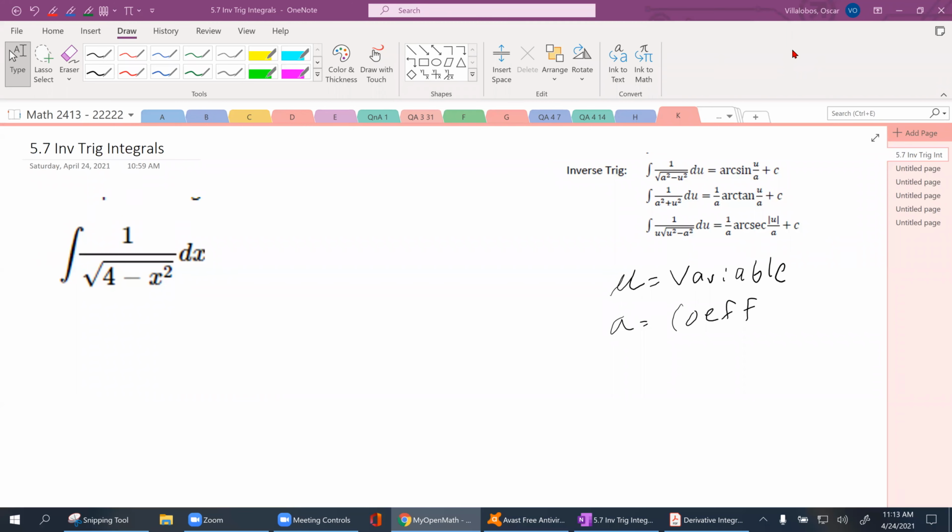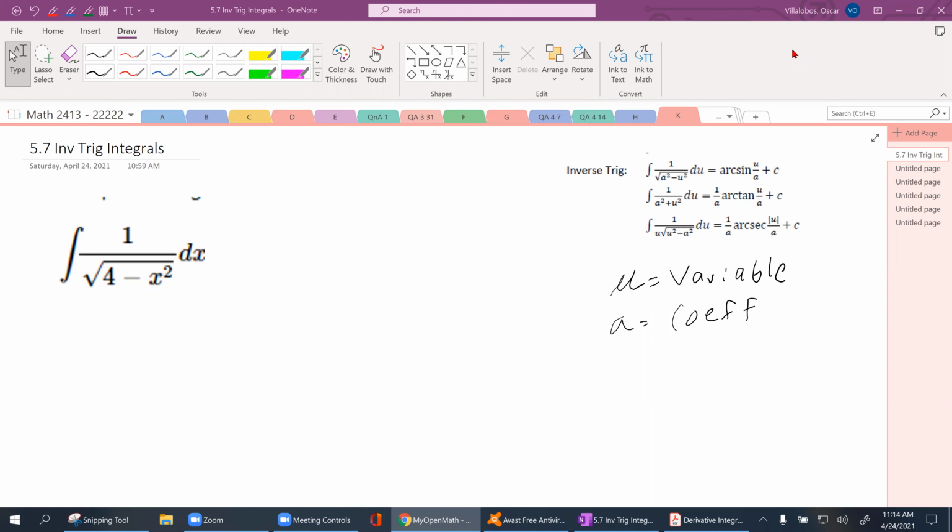Hello class, welcome back. Today we're going to continue our last section, which is module K, homework K, which consists of inverse trig integrals. Specifically, this is section 5.7 of your book.